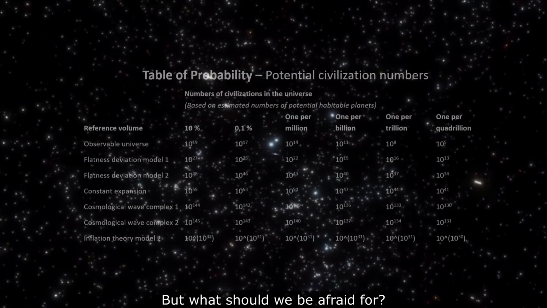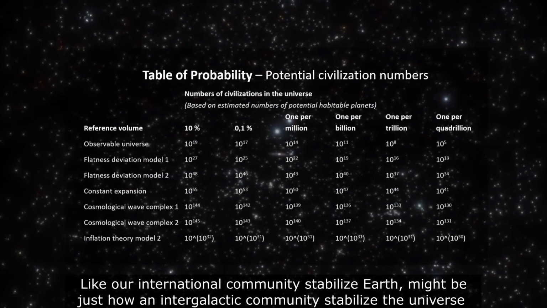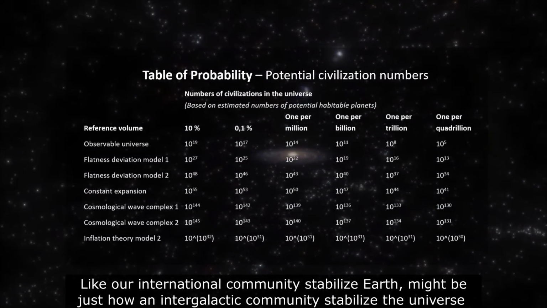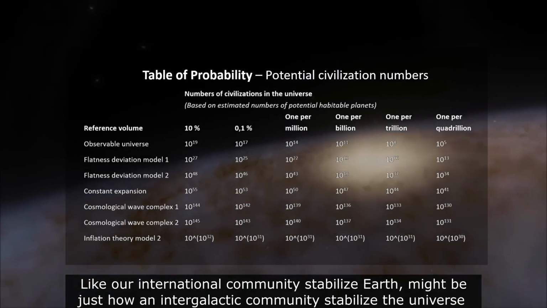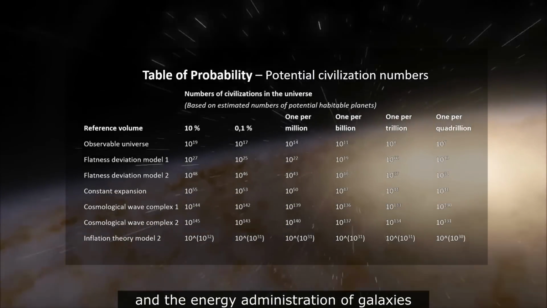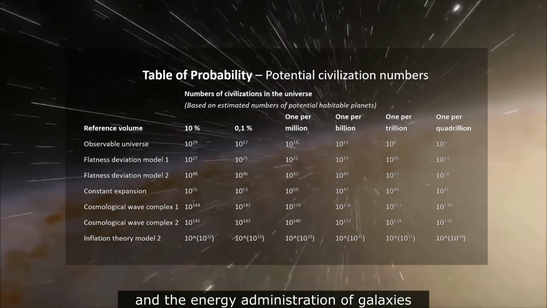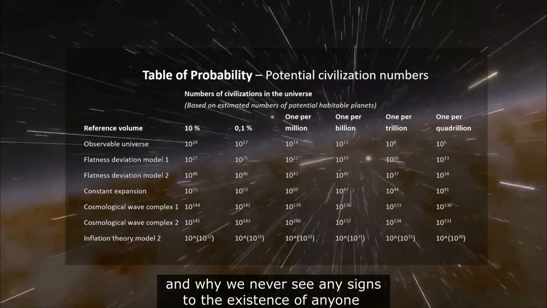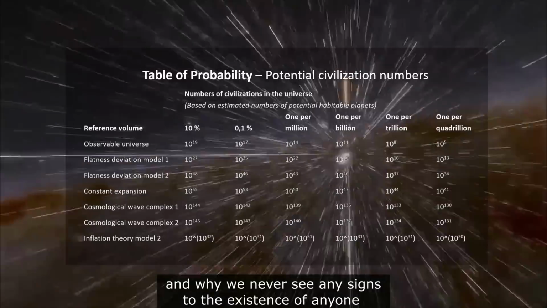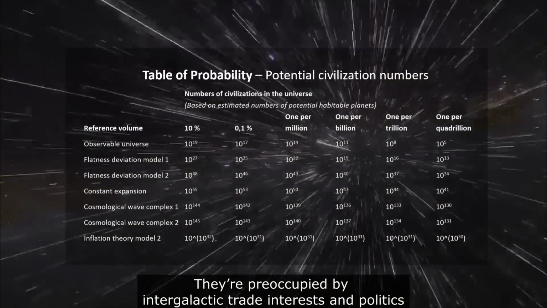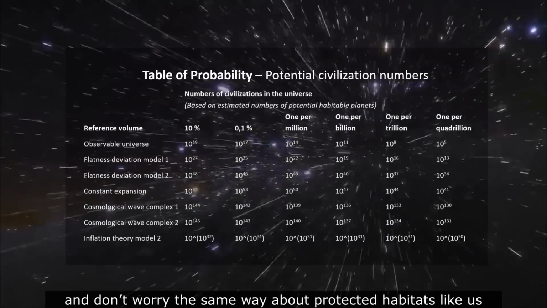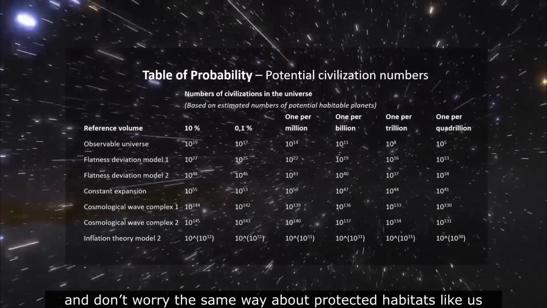But what should we be afraid of? Like our international community stabilized Earth, it might be just how an intergalactic society stabilized the universe and the energy administration of galaxies, and why we never see any signs to the existence of anyone. They are preoccupied by intergalactic trade interests and politics, and don't worry the same way about protected habitats like us.